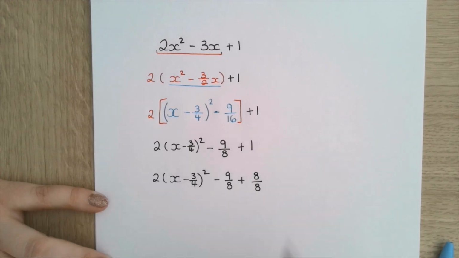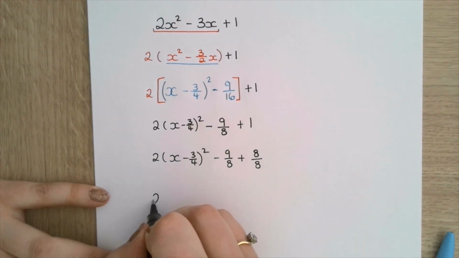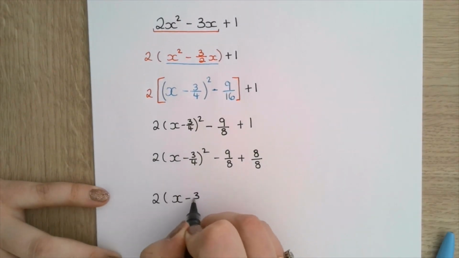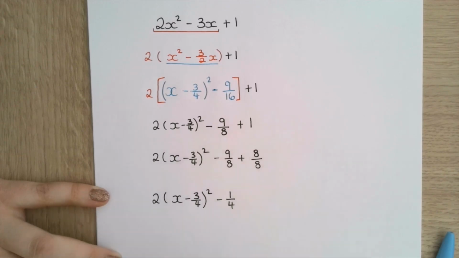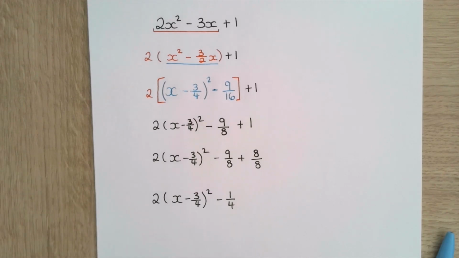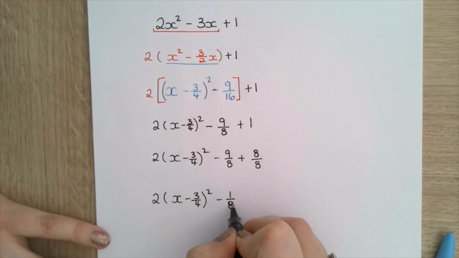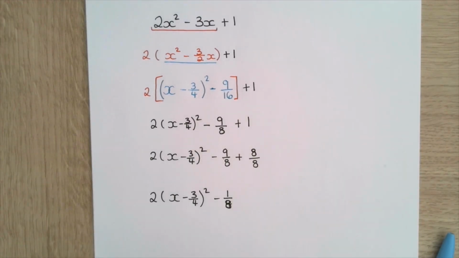To make this nice for me to work with, as obviously I'm not using a calculator, I am then left with a final answer of 2 brackets x minus 3/4 all squared, minus 1/8. Sorry, 9/8 minus 9/8 plus 8 over 8 leaves me with minus 1 over 8. Sorry about that. Okay, number 4.